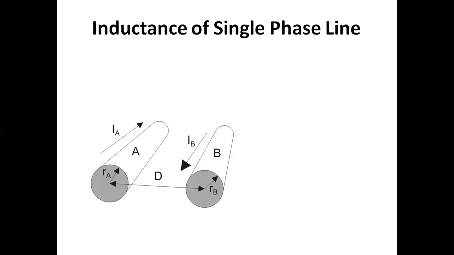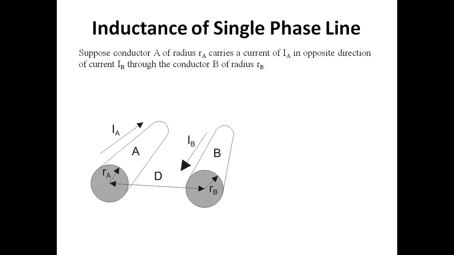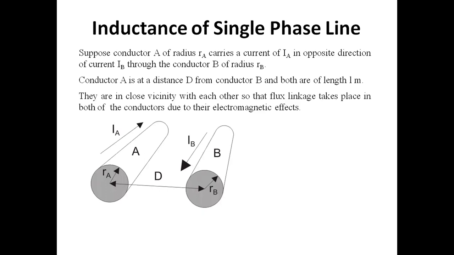Here conductor A has radius RA. It is called the go-conductor and carries current IA, and conductor B, having radius RB, carries the return current IB, and it is called the return conductor. A and B are displaced at a distance D, the distance between them, and both have 1 meter length. They are in close vicinity with each other, so flux linkage takes place in both of the conductors due to their magnetic field.